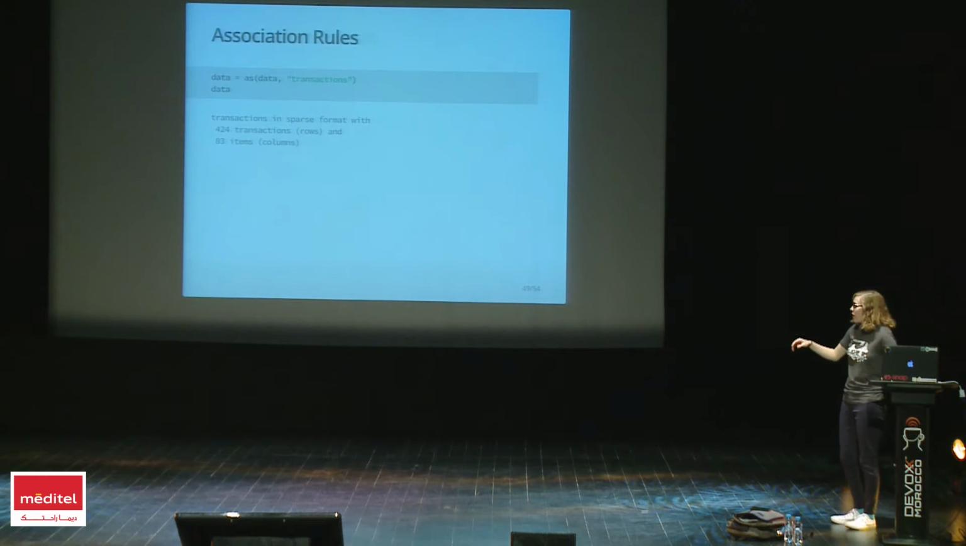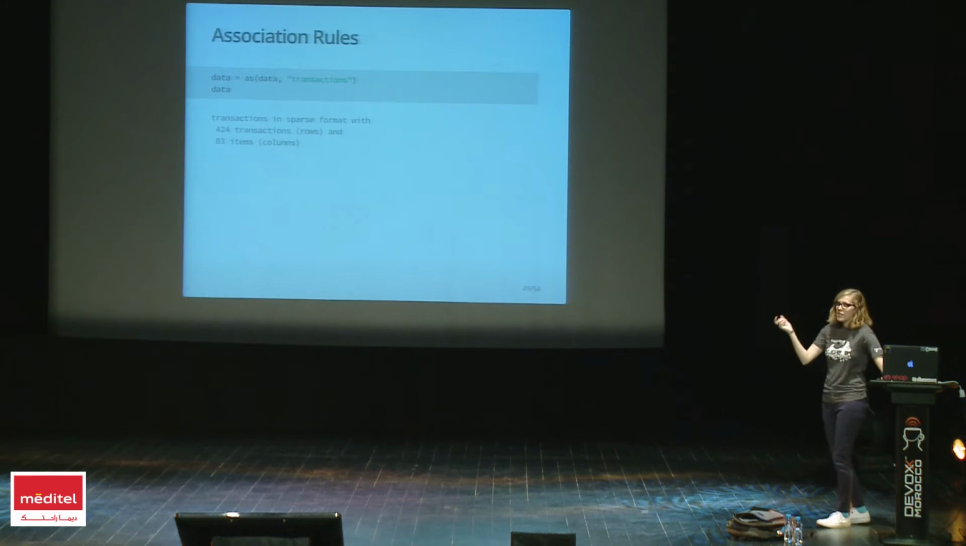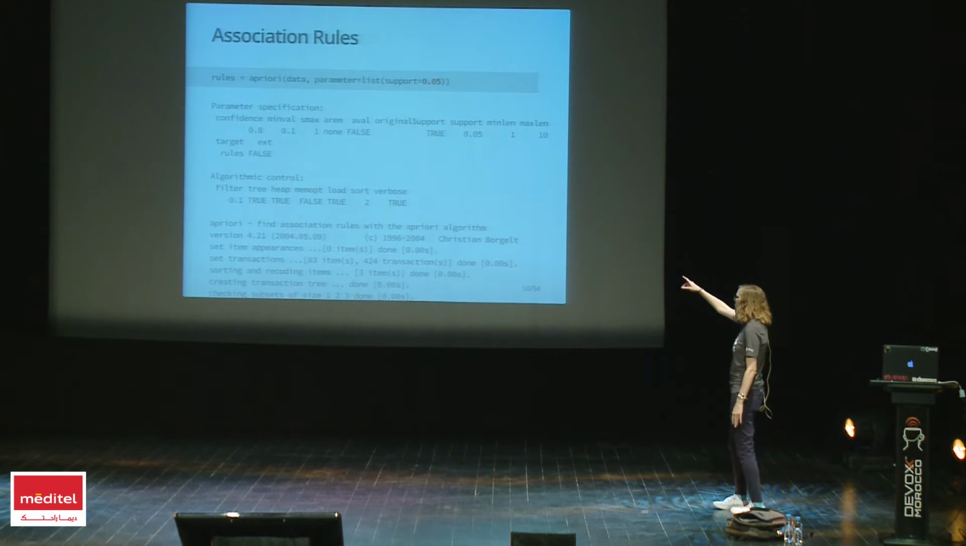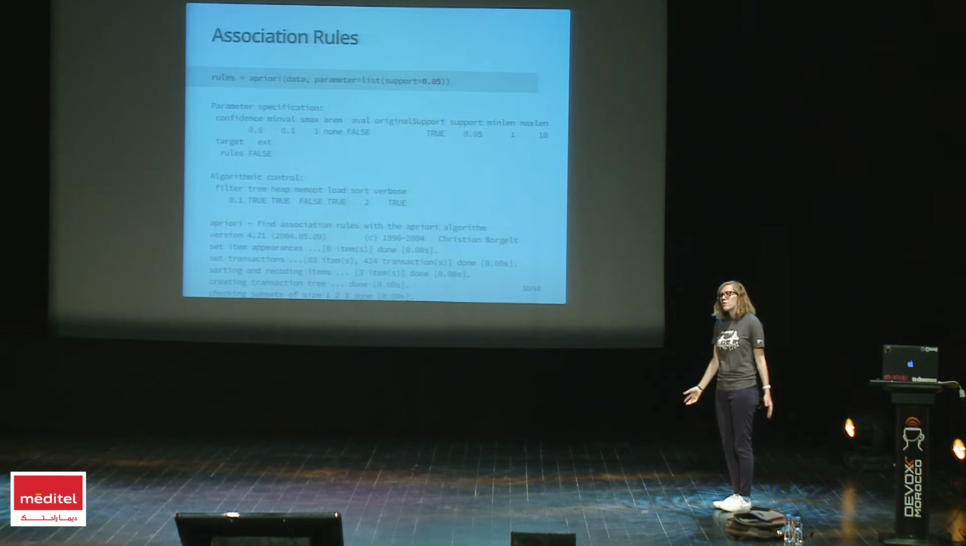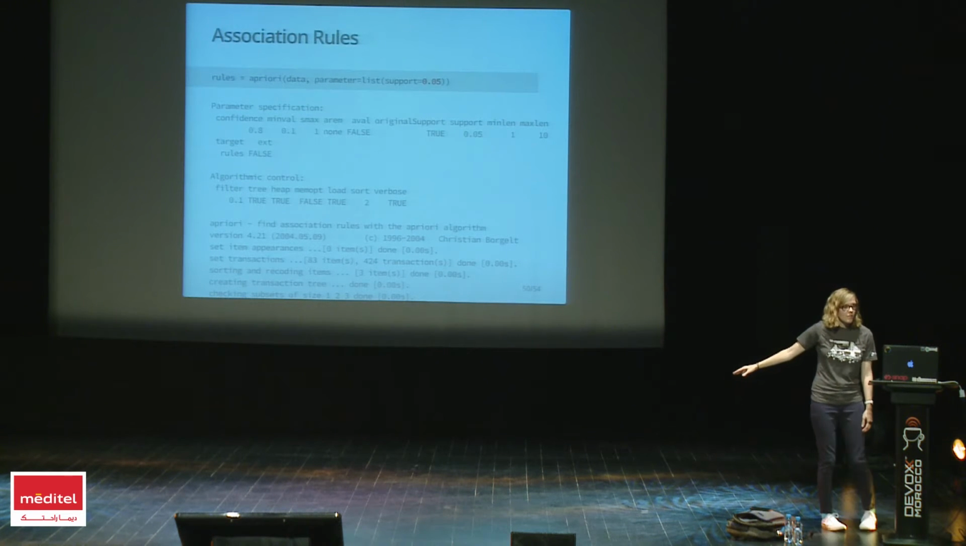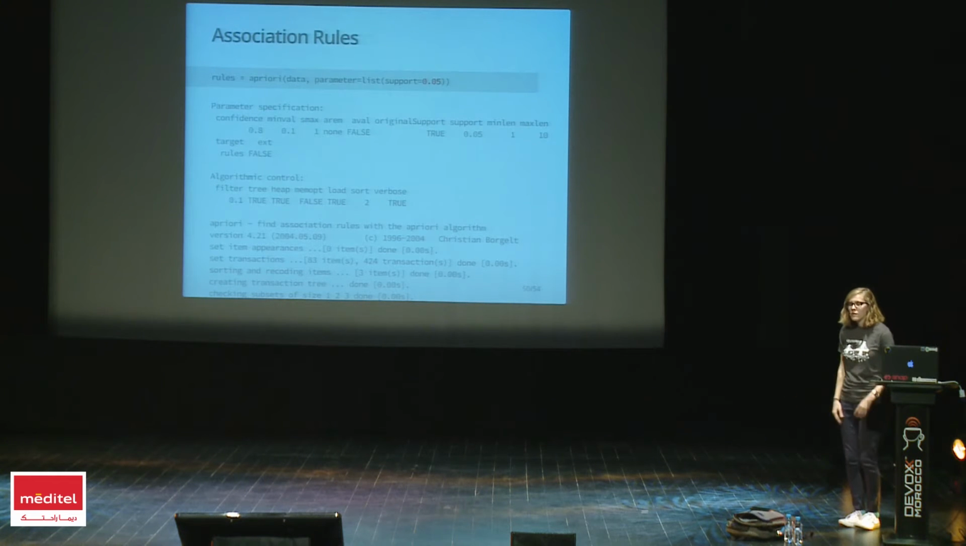So we've converted it to a transactions style. That's the data object that it expects. So we have 424 tweets, so not a ton of tweets. And then we have 83 items, or hashtags, in this example data set. And then it's as simple as passing it to the apriori algorithm, which is the classic algorithm for determining association rules. So we've just passed that data object in. We've set a few parameters, and then it shows you all this output of what it's doing as it figures out your association rules.